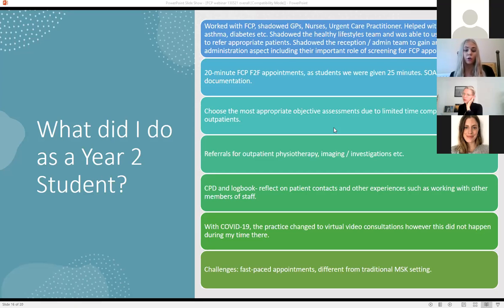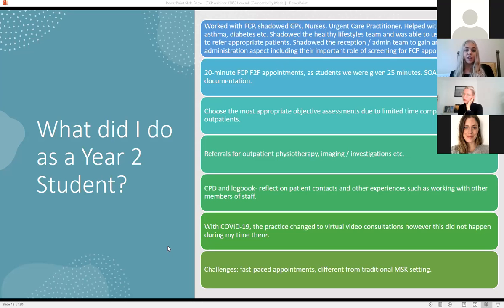Students that are on the call who have had placements will know that any placements in the outpatient environment have been very different since COVID has hit. So it's interesting to see the difference in the assessments and things like that that you can explore, and really reining in on that subjective assessment to be able to get the information you need as a FCP kind of student placement.